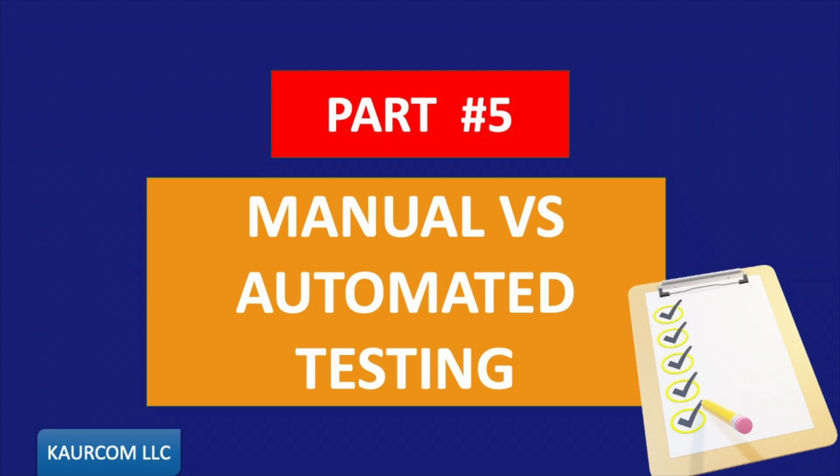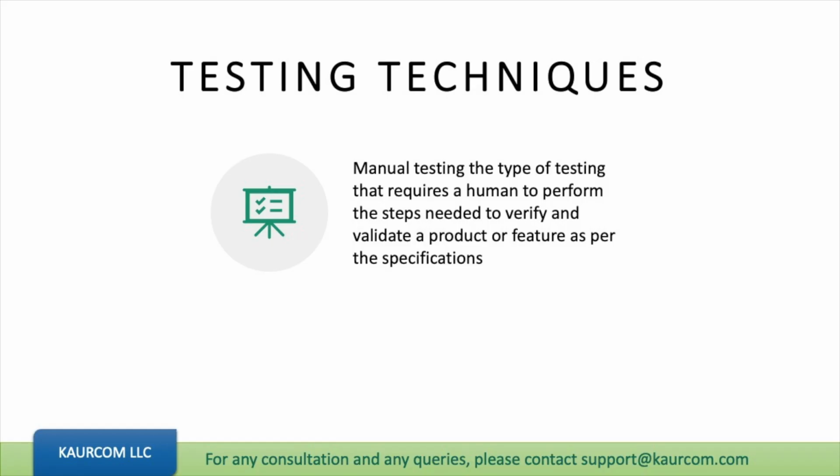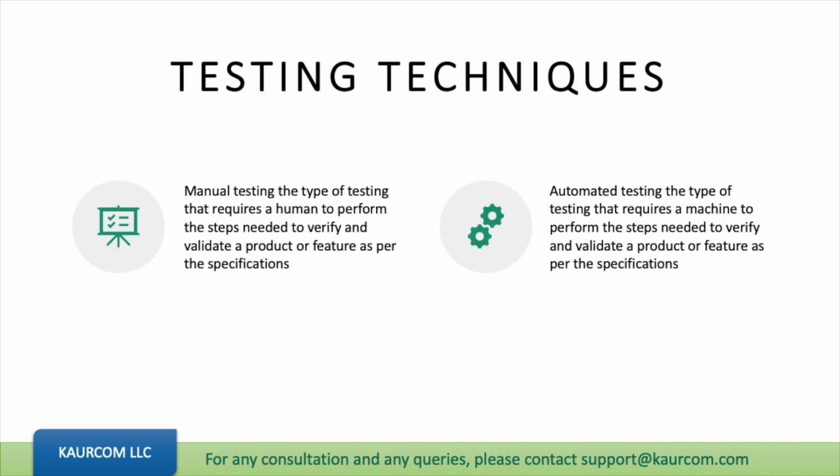Today we are going to learn about main testing techniques. There are two main types, manual and automated testing. As the name suggests, manual testing involves a manual effort where a human is performing all the validation steps, whereas in automated testing, a machine performs the testing steps.